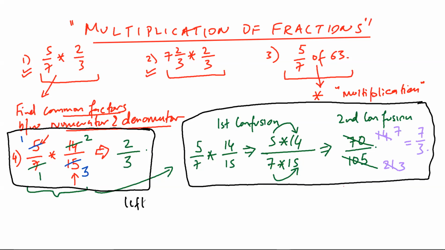But the answers from both methods are different. Sorry, yeah. It should be 7 twos are 14. It should be 2 by 3. Mr. Sarthak, now is it okay? Yes, sir. Is it okay now? Yes, sir. Okay. So the answers are same by both the methods.